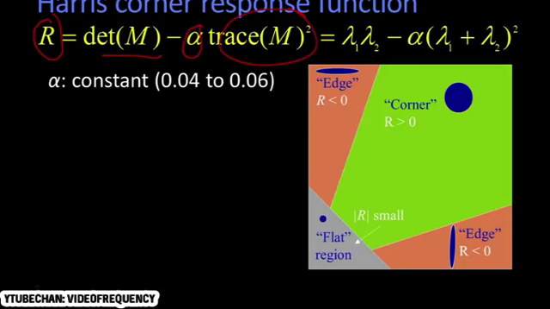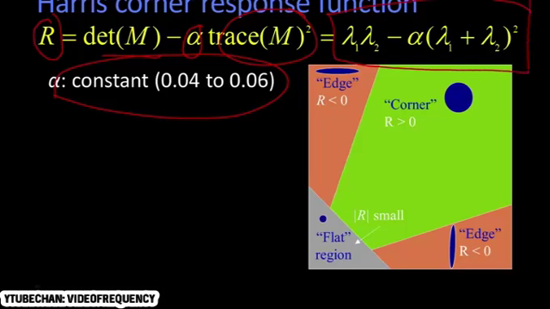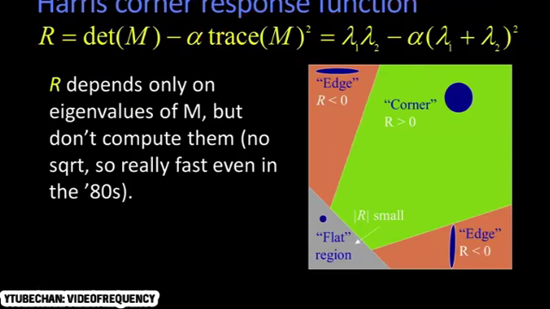I'll tell you that empirically, the constant was some small number, 0.04, 0.06 written here. Exactly how things scale depends a little bit on the way you do your gradient operators and pixels. So it's the determinant, which is a product, minus alpha times the trace squared. The real equation of what you're looking at is right there: lambda 1 lambda 2 minus alpha times lambda 1 plus lambda 2 squared. R depends on the eigenvalues, but we don't actually have to compute them. That's great, because even in the 80s, you didn't want to compute your eigenvalues. The idea is that you compute a single number really fast.